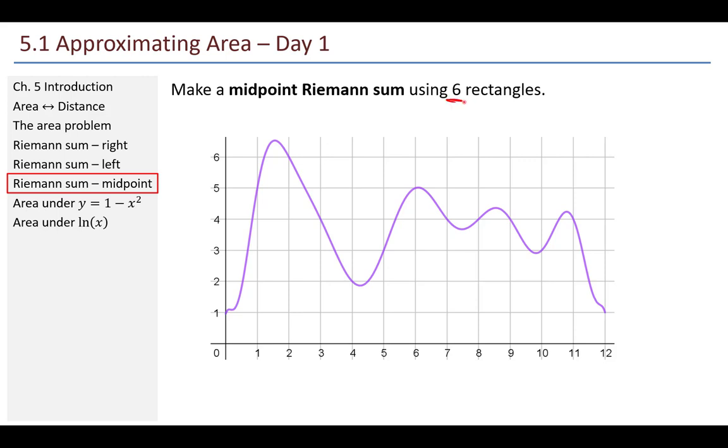So 6 rectangles again, so the rectangle bases will each have length 2. And now I follow the midpoint of each interval up. So where does the 1 hit? Right at 5. That is going to be the height of my first rectangle. And for my second rectangle, I follow the 3 up. 3 hits the curve there, come across, and we can continue in this manner.